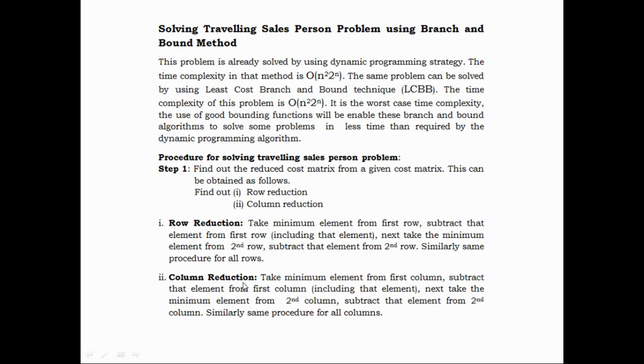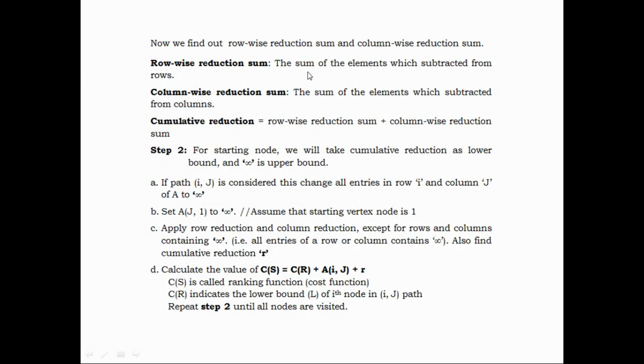After performing the row reduction, we go for column reduction. Take the minimum element from the first column and subtract it from all the elements of that first column, and do the same for all the columns. Find the row-wise reduction sum, the sum of the elements subtracted from rows. In the same way, the column-wise reduction sum, the sum of the elements subtracted from columns. Cumulative reduction: we add the row-wise reduction sum and the column-wise reduction sum.